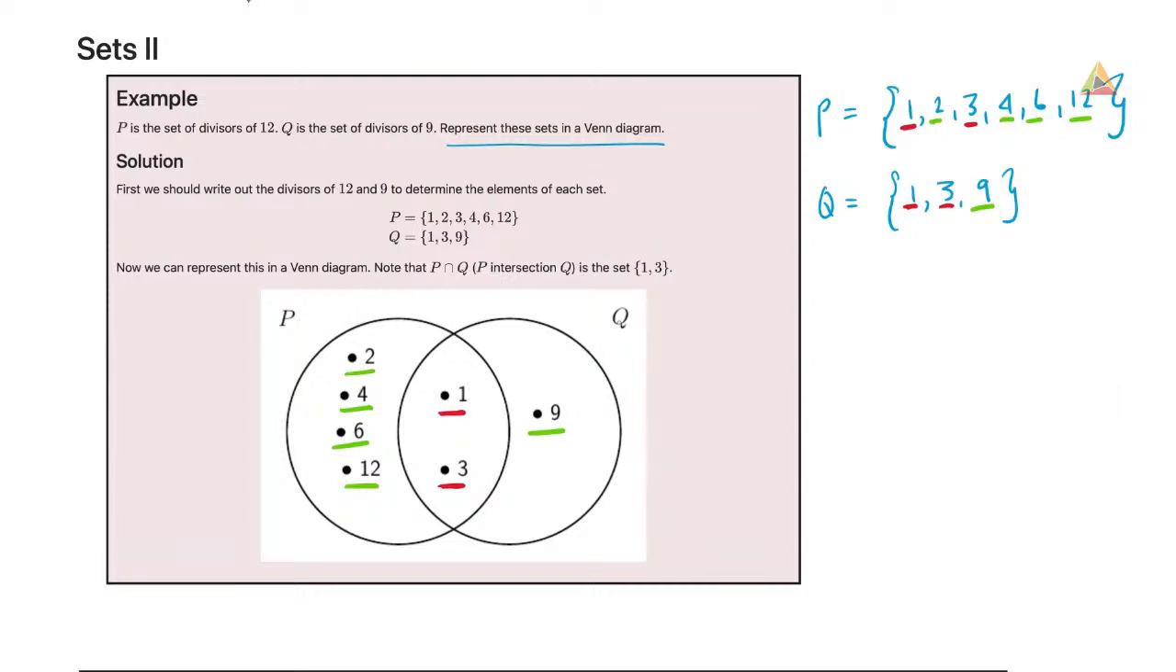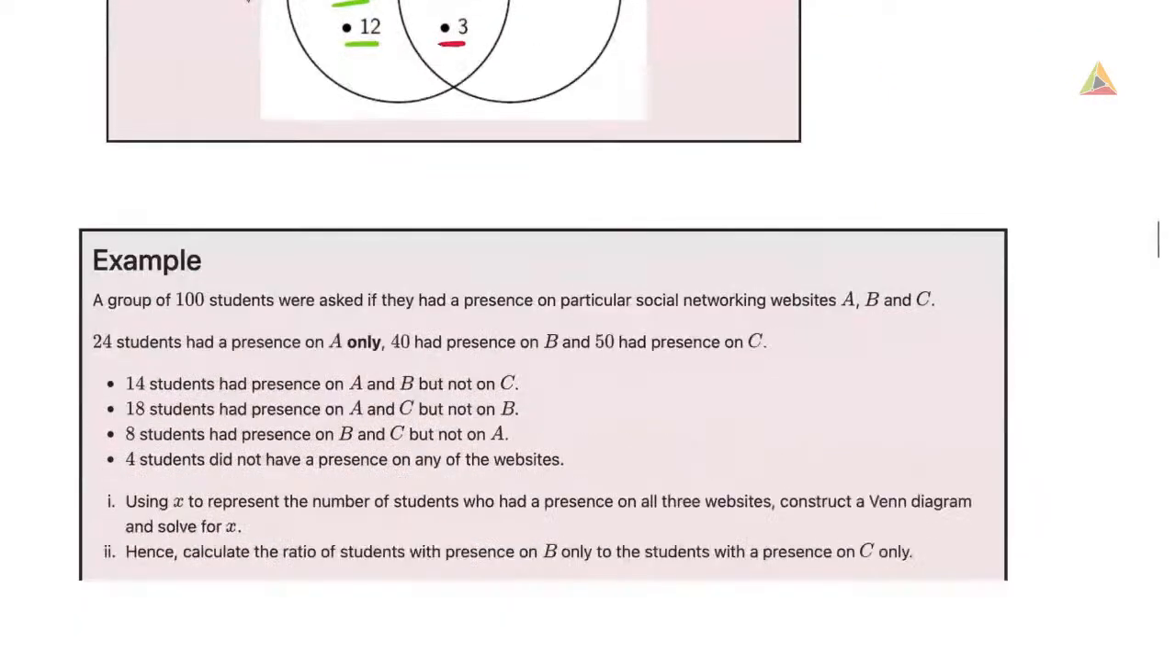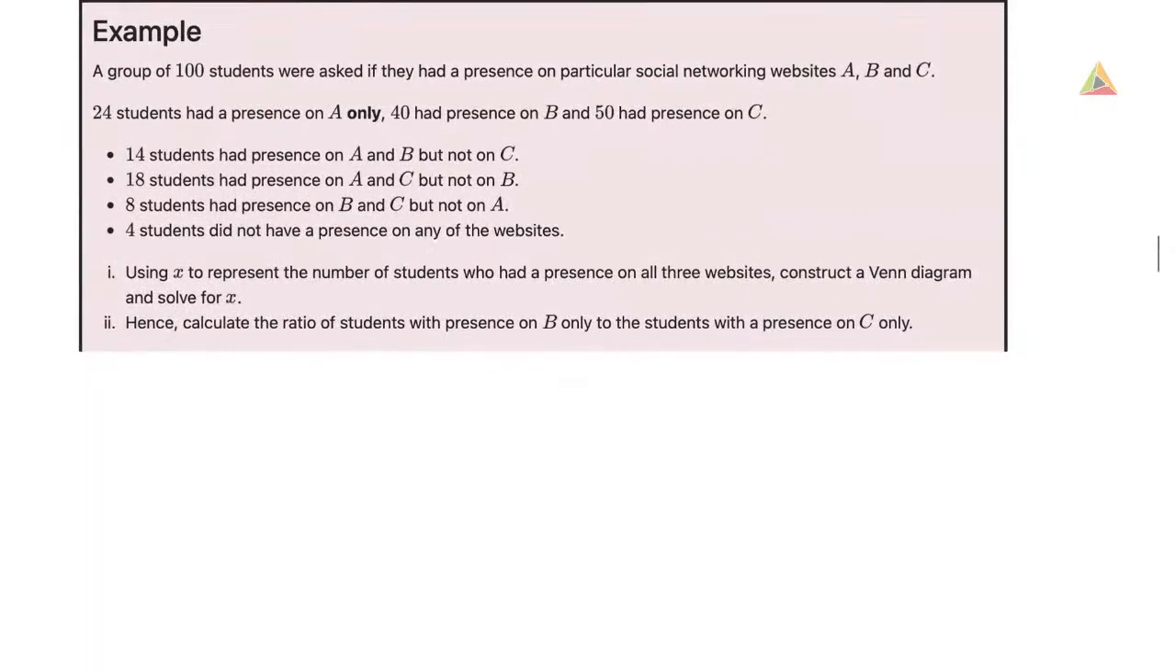We're going to do a harder question now, which is a real higher level standard question. So I'm just going to scroll down here. So let's have a read through. A group of 100 students, now I'm going to underline that because that's your total, we need to keep that in mind. 100 students were asked if they had a presence on a particular social networking website, A, B and C. So this time we're going to be using 3 different circles for our Venn diagram. So 24 students had a presence on A only. Now that's really important, A only. 40 had a presence on B, and 50 had a presence on C.